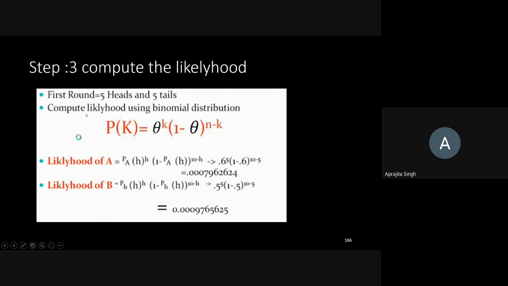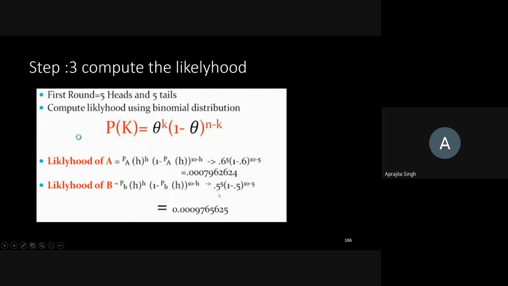So if in the first round you have got 5 heads and 5 tails, the likelihood of A is what? The probability of A was 0.6, raised to 5, since head has come 5 times, and 1 minus theta, that is 1 minus 0.6, raised to the total number of tosses, which is 10, and how many times head has come is 5. So this is how you get the likelihood. Similarly, you find out the likelihood for B also.